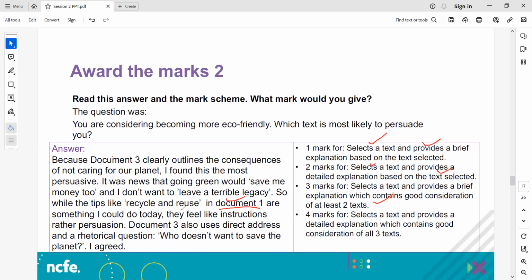So what you want to make sure when you're doing your test is that you don't drop any marks by forgetting to refer to all of the texts. Because that's an easy way that you could miss some marks. You could give a really good answer, because this is a good answer, but you've forgotten that you need to use all of the texts. So just make sure you're referring to all of them. So that answer would get 3 marks.